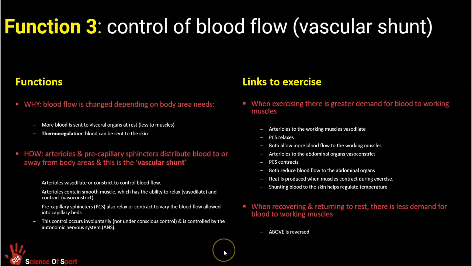So here's a written version of that. I'm going to suggest that you pause the video and have a look at this in more detail. I'm not going to read this out. It basically is what I've said. So blood flow is controlled, whether it's for exercising muscles or for thermoregulation, sending blood to the skin, more or less blood to the skin. You need to understand how it works, arterioles and precapillary sphincters, and you need to appreciate what's the difference between rest and exercise and how the CV system plays a role in that.